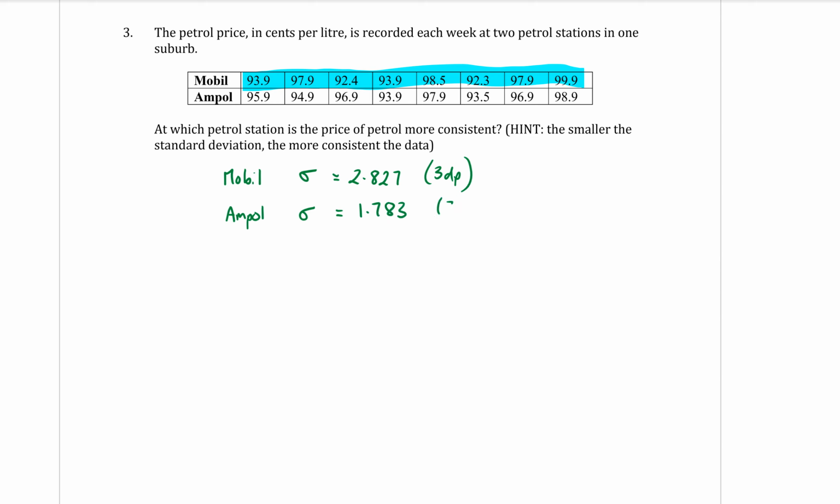Now remember, the whole question was asking us which petrol station has the most consistent price, and most consistent means the smallest standard deviation, which of course is the Ampol. So we write a little conclusion. Therefore, the price at Ampol is more consistent.